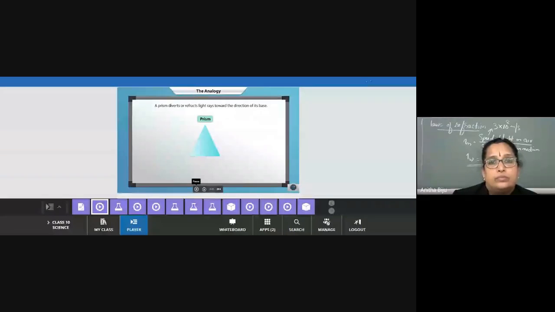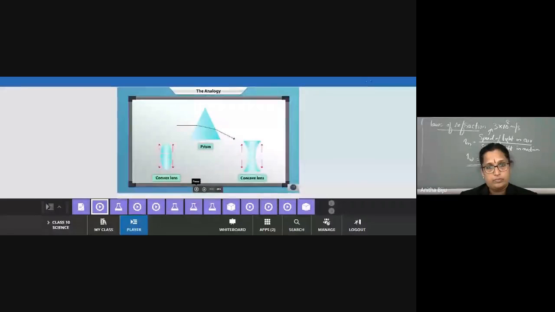You may have seen that prisms divert or refract light rays towards the direction of their bases. A lens may also be considered to be made up of a set of prisms and a solid glass block in the center. In a convex lens, the prisms have their bases towards the optical center. Hence, light rays converge to a point. In a concave lens, the prisms have their bases away from the optical center. Hence, light rays diverge as if they are coming from a point.